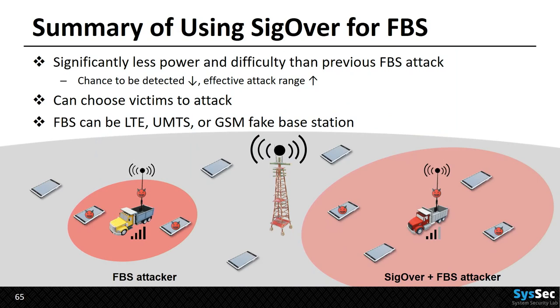So in the previous demo, the victim UE was connected to a commercial base station and then moved to a fake base station that it had never been connected to. Let's sum up the fake base station attack using SigOver. First, this attack requires much less power and is easier than the traditional fake base station attacks. As a result, the chance of being detected decreases and the effective attack range increases.